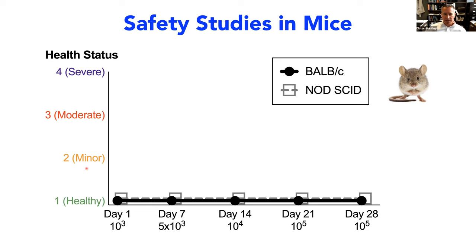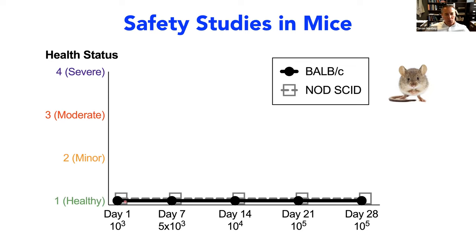So one thing we do is we can look at animals and have health status scales. We assessed our bacteria in two different mice. Balb-C are just normal laboratory mice. And then these SCID mice are what we call severely immunocompromised. These have to be maintained under very special conditions. Otherwise, they get sick and die from anything. So what we're asking is, if we give these mice our bacteria in their drinking water, they get it as much as they want, do they get sick? Do they get diarrhea? Do they change behavior?